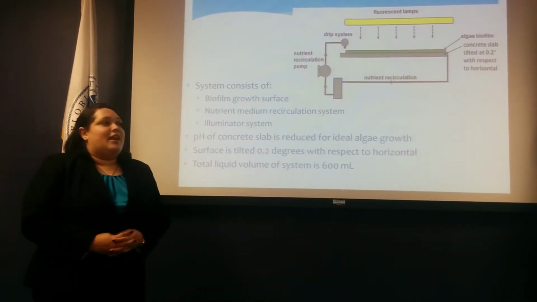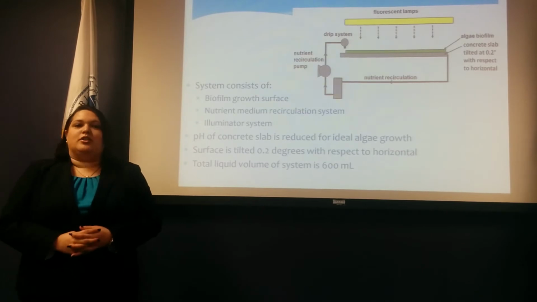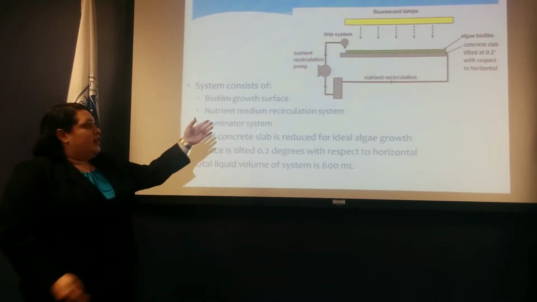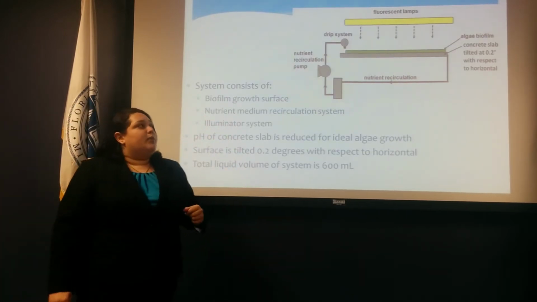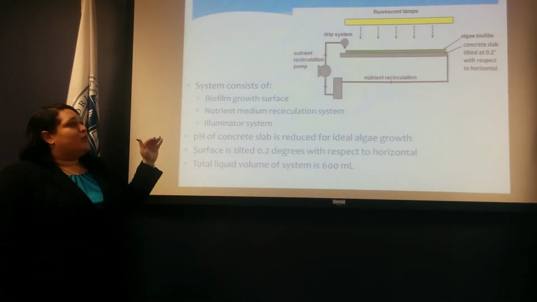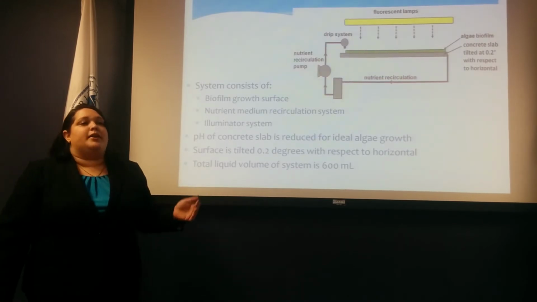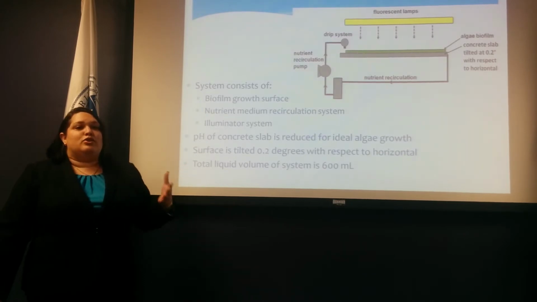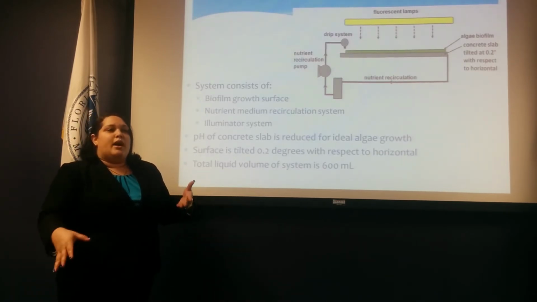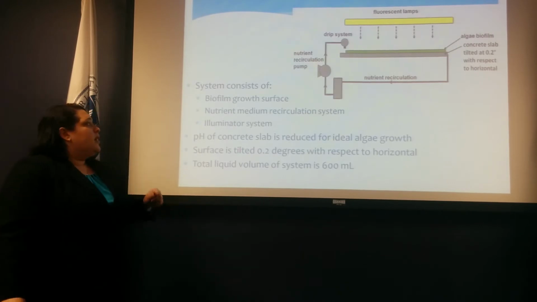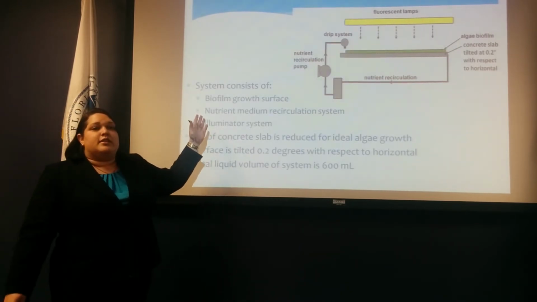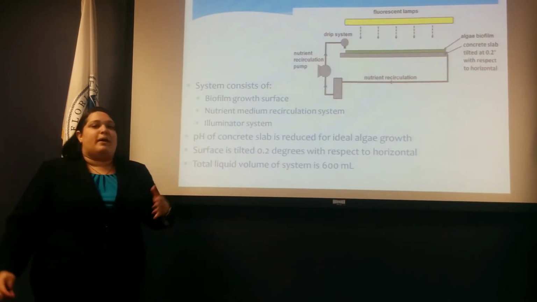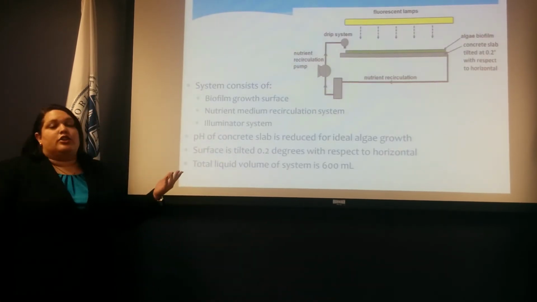Hello, my name is Evelyn, and I'm going to continue talking about our chosen design alternative, the biofilm photobioreactor, using algae. On the right is a schematic of what it looks like roughly. It consists of a biofilm growth surface, which is a concrete slab, and it is tilted at a 0.2 degree with respect to the horizontal, so as to allow the nutrients to flow at an angle over the length of the algae. It has a nutrient medium recirculation system so that those nutrients can recirculate through the system over and over again through the span of a few days to allow the algae to grow.